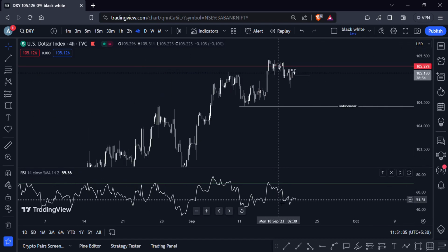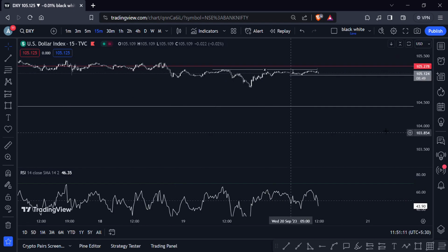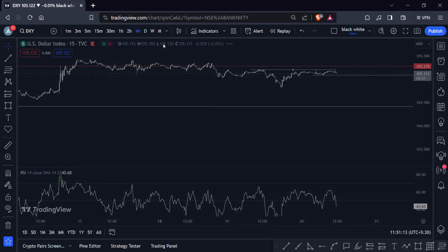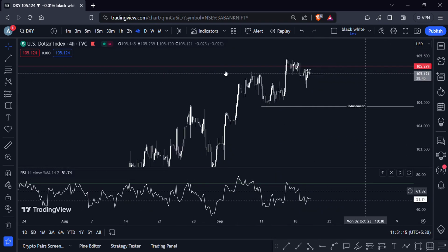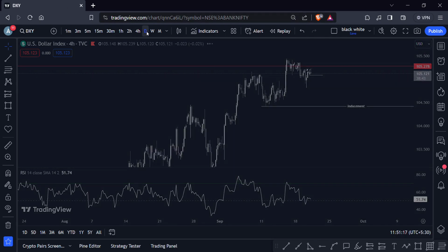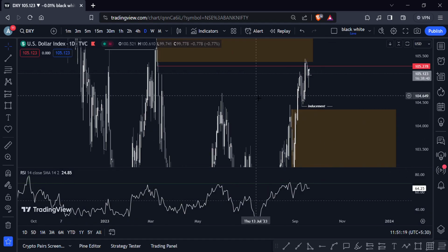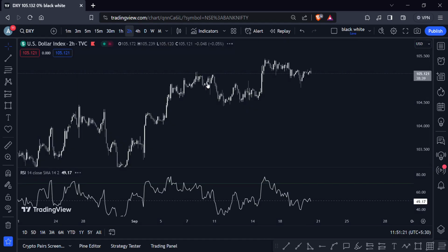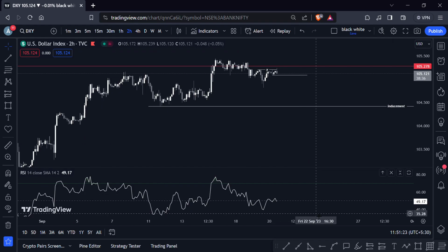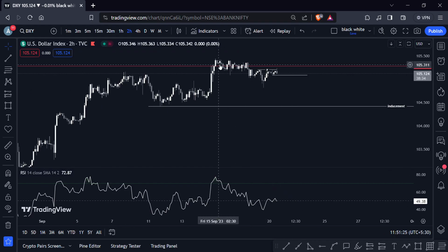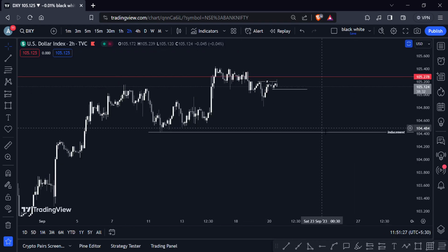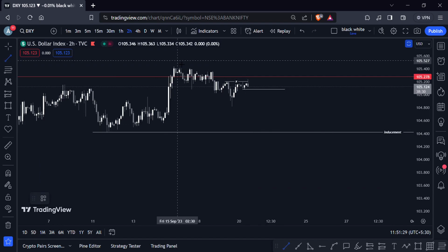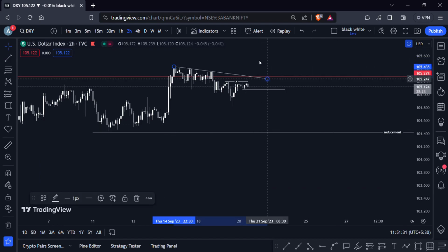Let's see how the market reacts to it. Jumping into the smaller time frame won't actually make us more comfortable in it. So I'll be doing it till the 2 hours time frame. So thank you. Let's see how the market reacts. We have already trapped the buyers over here. If you can see, there was a bull flag over here.